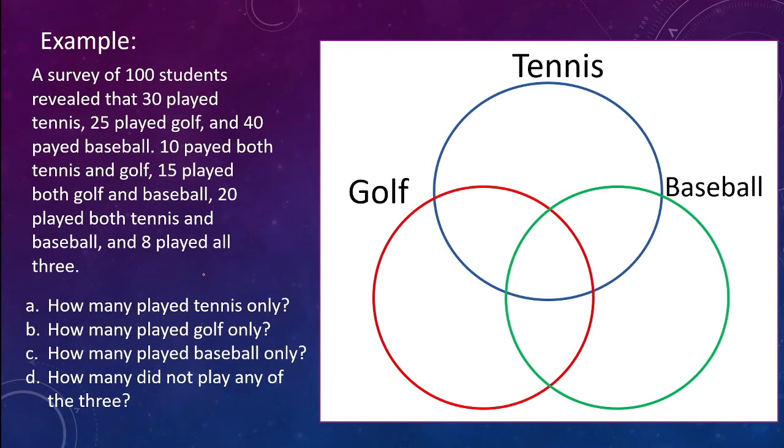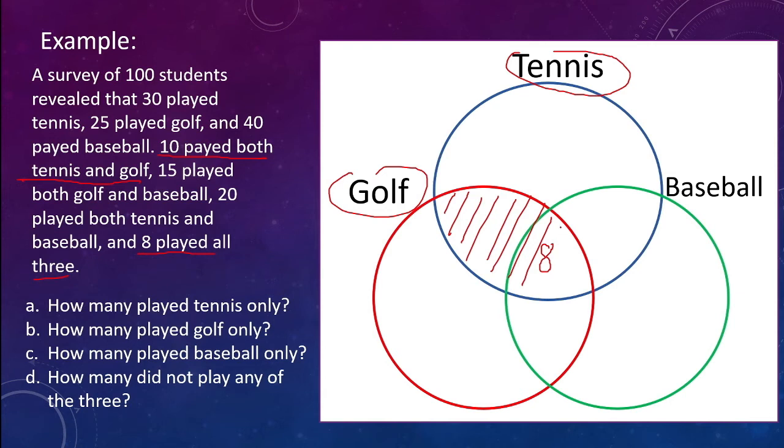So let us start to the innermost, or the intersection of the three, the tennis, baseball, and golf. So we have here 8 played all three. So lalagay natin dyan 8, pinakagitna. Then we can solve tennis and golf. How many students played tennis and golf? So we have here 10 played both tennis and golf. So tinutukoy niya ito, yan. So yung circle nila, shade natin. Sabi 10 students played both tennis and golf. Yan. So meron ka nang nakalagay ditong 8.